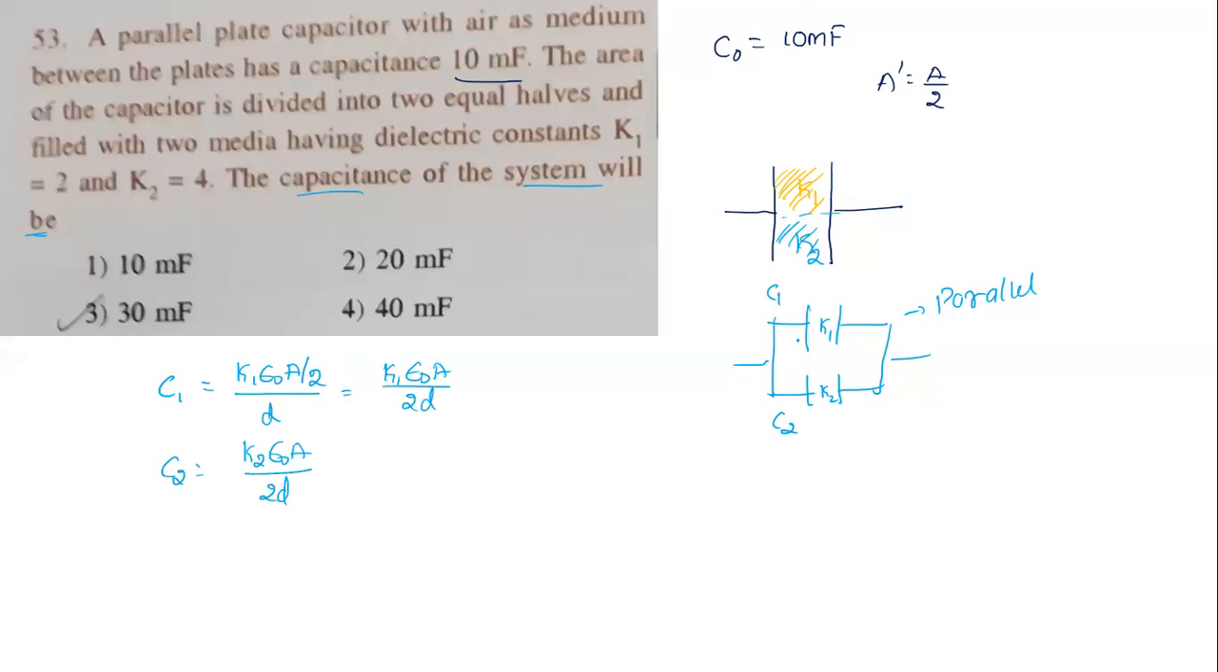Now these two are in what combination? Parallel combination. So the effective capacitance is C1 plus C2, as I know for parallel combination.